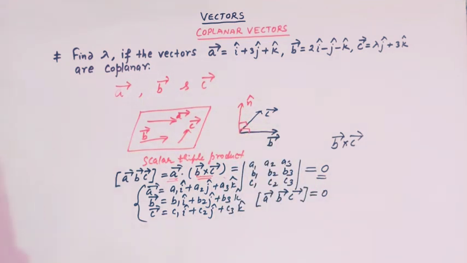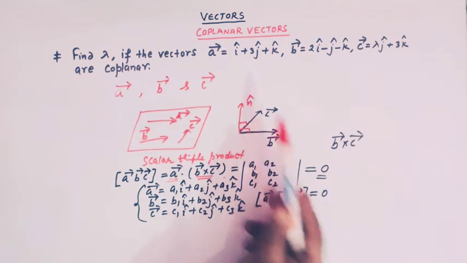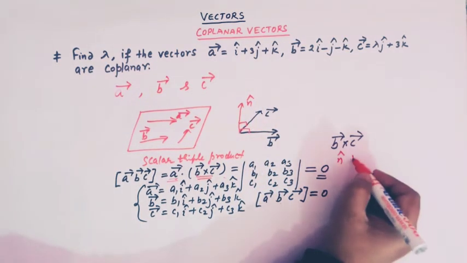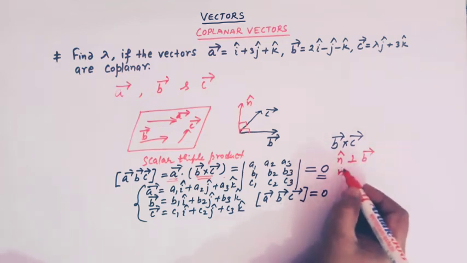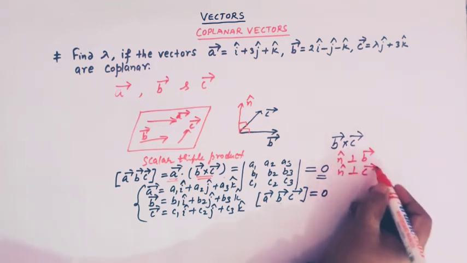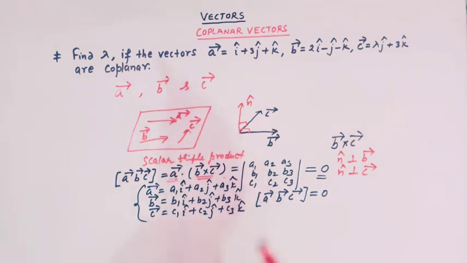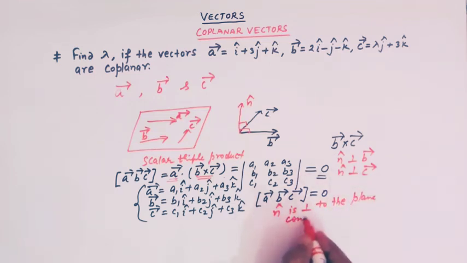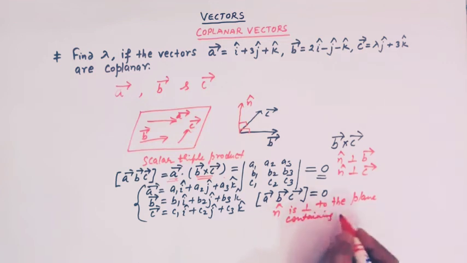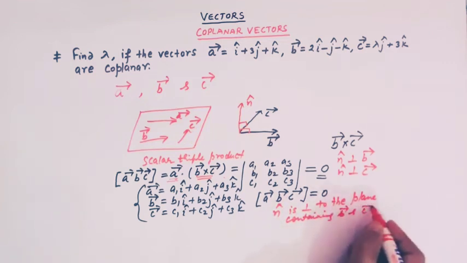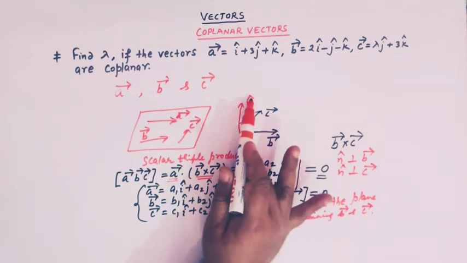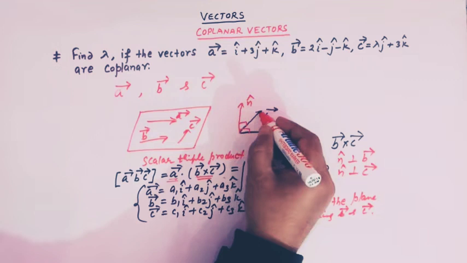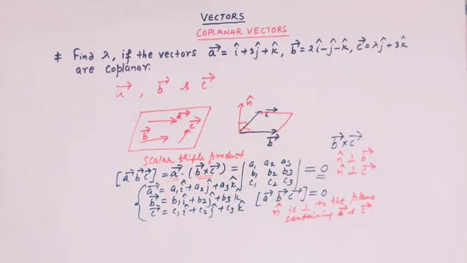Okay, so it implies that n cap is perpendicular to vector B, and n cap is also perpendicular to vector C, right? Or in other words, we can say that this vector n cap is perpendicular to the plane containing vector B and C, right? So this vector n cap is perpendicular to the plane containing vector B and vector C.